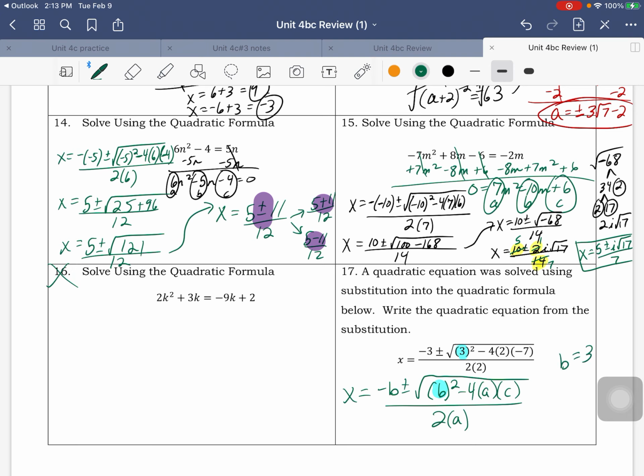So b equals 3. And then we're going to keep looking. The a is right here, and you can even look in the denominator. There you go. A is 2. And what would the c be? C is right here at the very end, so negative 7.